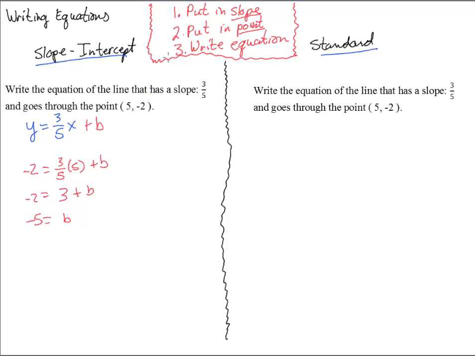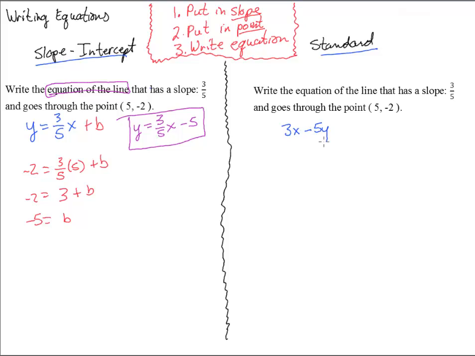We put the point in, we now write the equation. y equals 3/5 x, and b is negative 5. There's our answer. This is the equation of the line. That's why we had to rewrite it, because this is not our answer. There we have it, 3/5 x minus 5. Let's try the same problem over here. We have a slope of 3/5. Now in standard form, the shortcut was that 3 is in front of the x, and the opposite of this number is in front of the y.